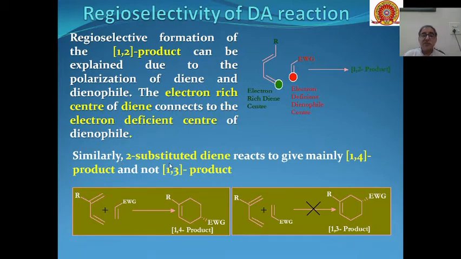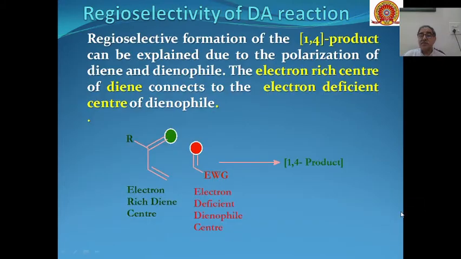Similarly, if we take the case of 2-substituted dienes, these are the 2-substituted dienes, they react to give us the 1,4 product but not the 1,3 product. The reason for this is also the same: if we determine which center is the electron rich diene center and which center is the electron deficient dienophile center, then these will interact and we can get the 1,4 product and not the 1,3 product.